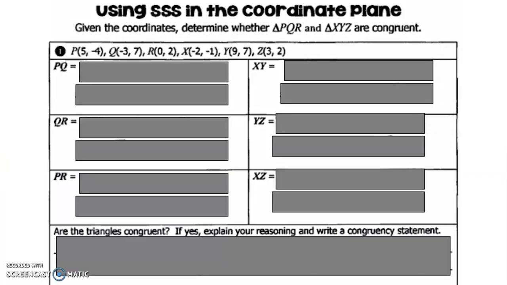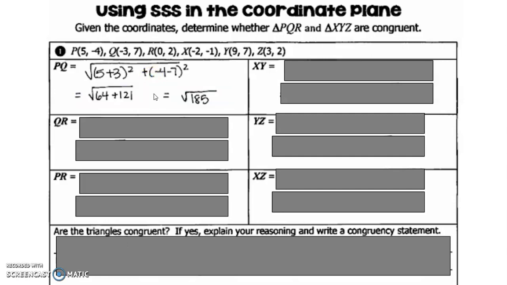So with our first example, we are going to treat each triangle totally separate. And they told us that we're trying to figure out if triangle PQR and triangle XYZ are congruent. When we do that, we need to take it one side at a time. So we're finding it for PQ, for QR, and for PR. Looking at that for PQ, writing out our distance formula, is going to be the square root of 5 plus 3 squared plus negative 4 minus 7 squared. When we simplify that down, we get the square root of 185.